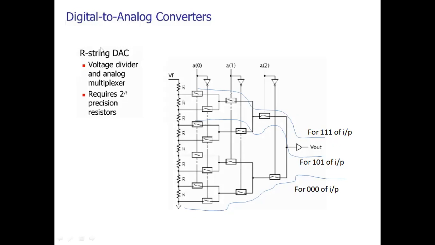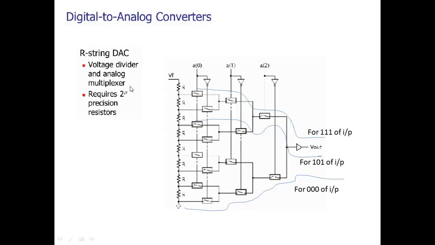So you can find here basically two kinds of digital to analog converters. One is the R string DAC. Okay, so here we are seeing the R string DAC.